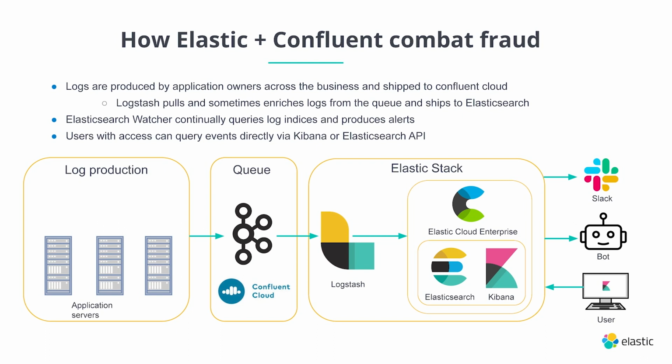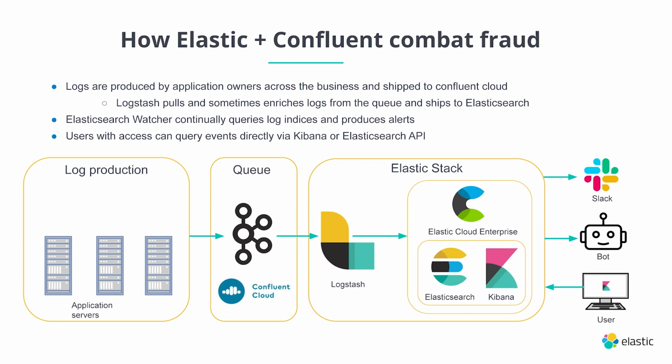This centralized approach to log management enables businesses to effectively monitor and analyze data from a wide range of sources. Next, Logstash comes into play and pulls logs from Confluent Cloud and in some cases enriches them with additional data. Once processed, Logstash ships the logs to Elasticsearch for storage and indexing.